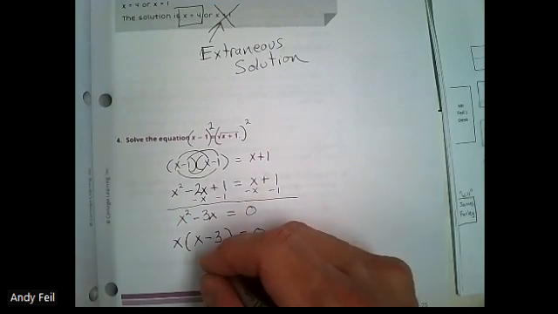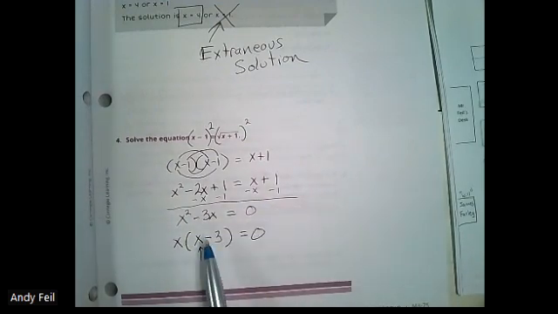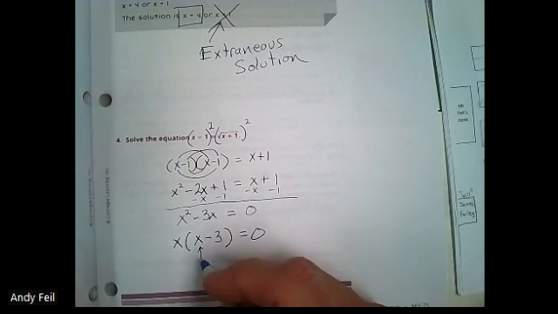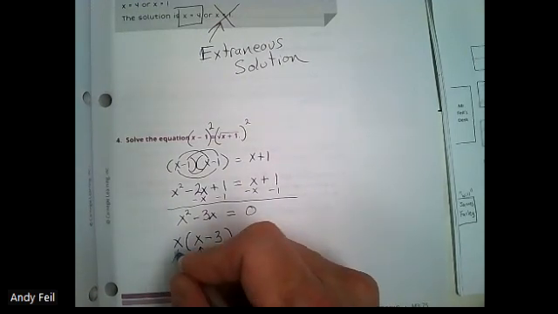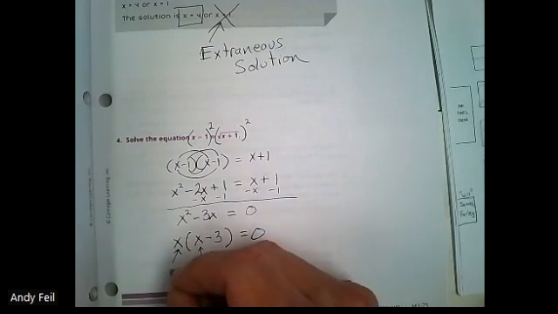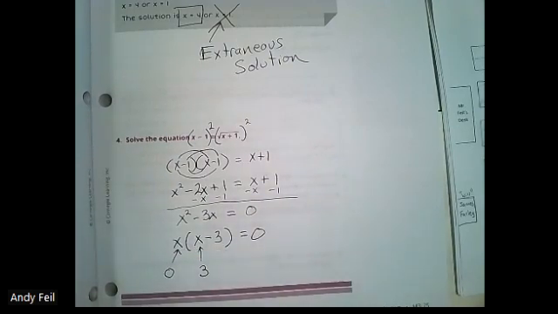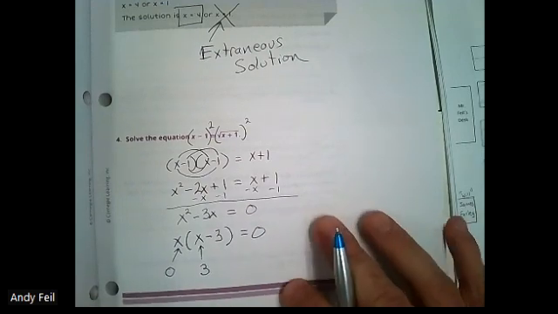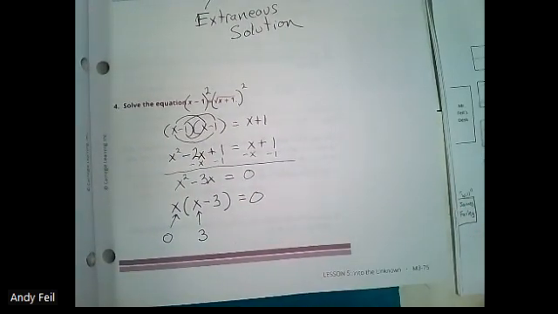What could I put in for x right there that would cause that factor to be 0? 3. And what could I put in for x right there that would cause that factor to equal 0? 0. So you get 2 answers, 0 and 3. This is where Martise went wrong. We're not going to make the same mistake. We're going to take our answers and plug them back in.